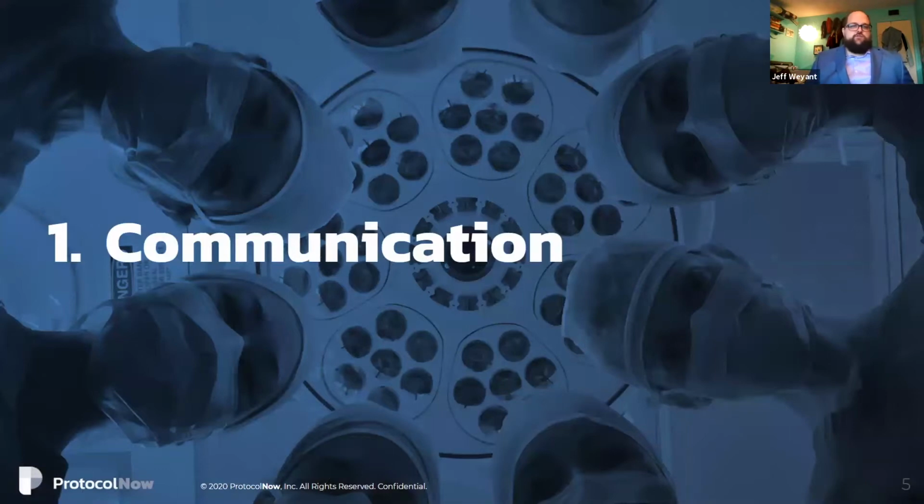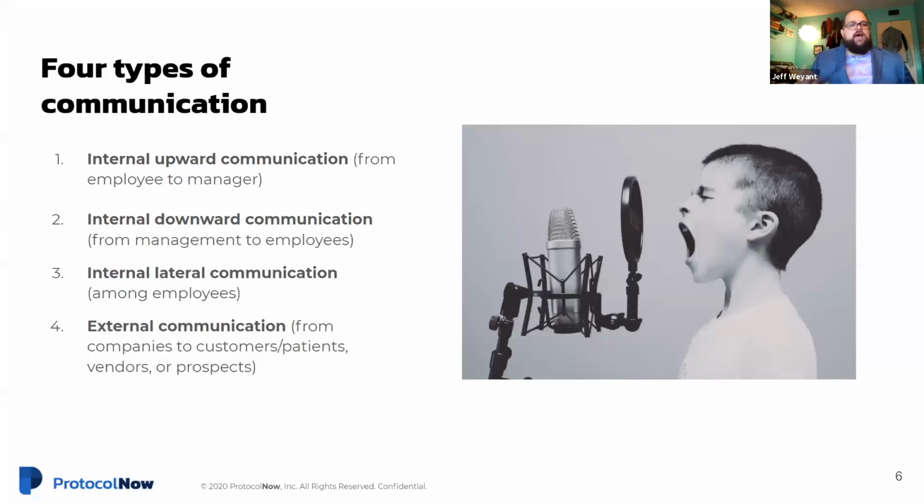So communication is the first one. Medicine is collaborative and communication is key, but it's not just any kind of communication. The ideal form is efficient and effective. So there's 4 kinds of communication we like to talk about. The first is internal downward, internal upward, internal lateral, and external.